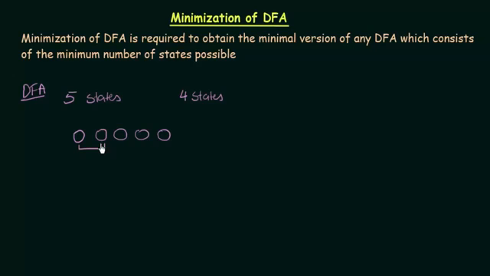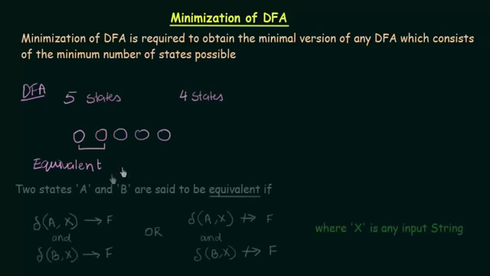But how can you simply combine 2 states? You cannot just simply combine 2 states. There is a condition when you can combine 2 states. And what is that condition? 2 states can be combined only when these 2 states are equivalent. Now, when are 2 states said to be equivalent? What is the meaning of equivalence?